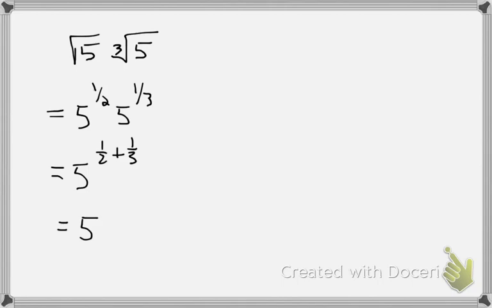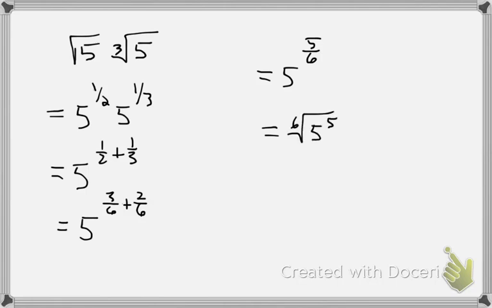In order to add fractions, we need common denominator, which would be 6. So this would be 3/6 plus 2/6. So we wind up with 5 to the 5/6, which is the 6th root of 5 to the 5th power. You guys recall?